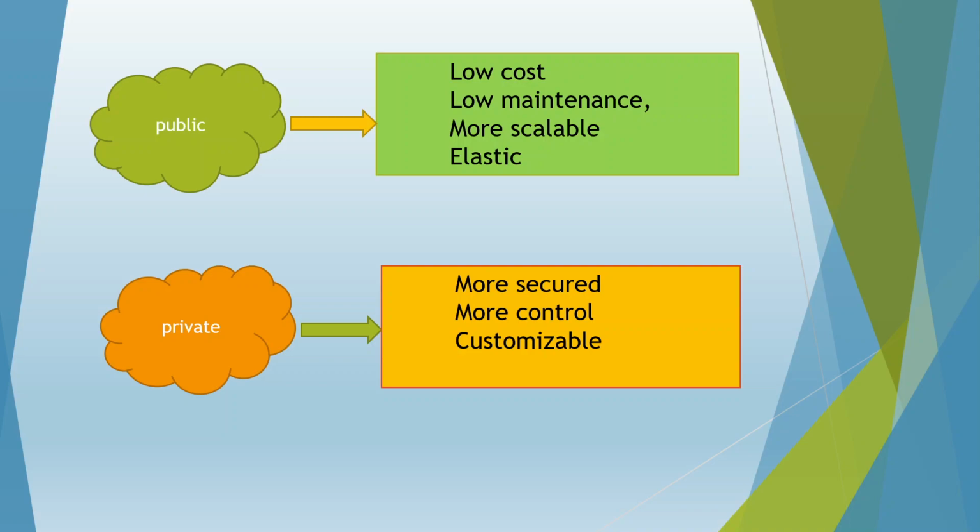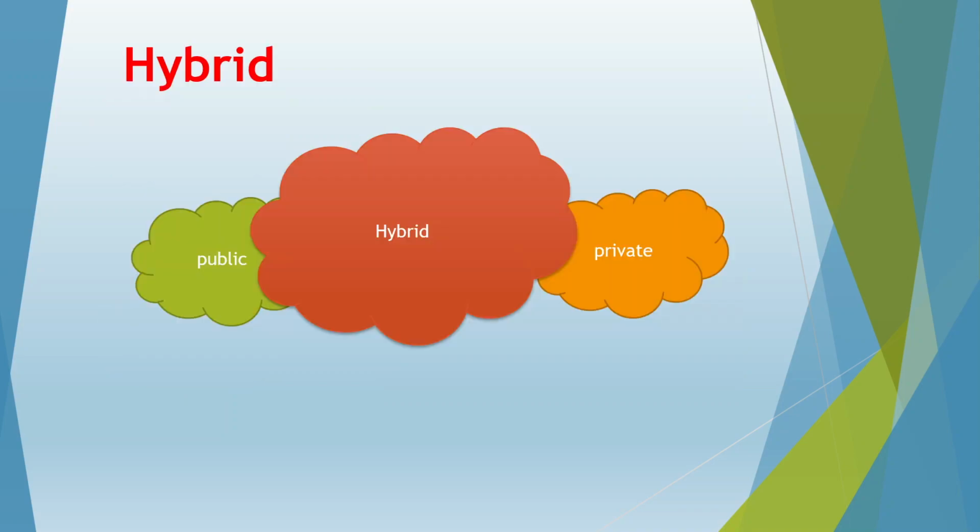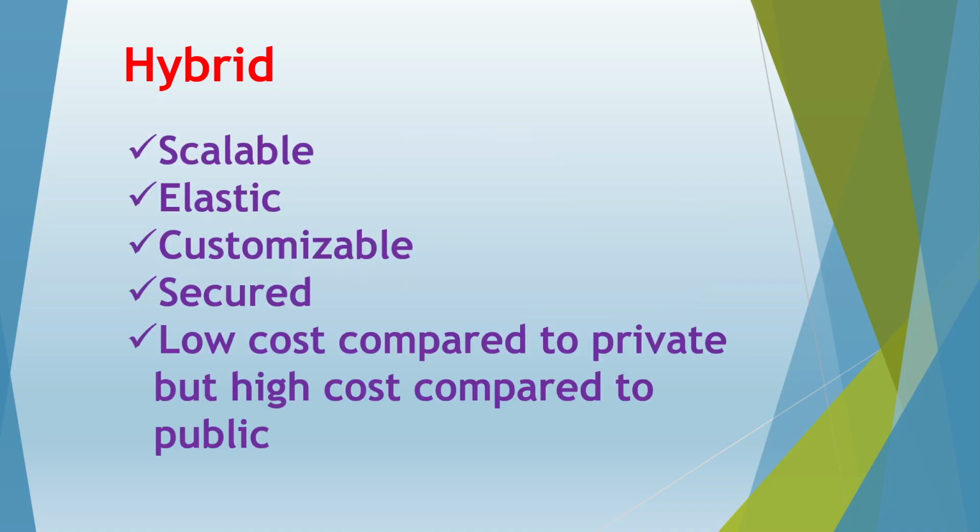Suppose I have a requirement that should have the advantages of combined public and private cloud. I want a more secured environment, but low maintenance. I want a more scalable environment. I want a more customizable environment. Then we have to go for the hybrid cloud. Hybrid cloud is a combination of both public and private clouds. Okay, that we will see.